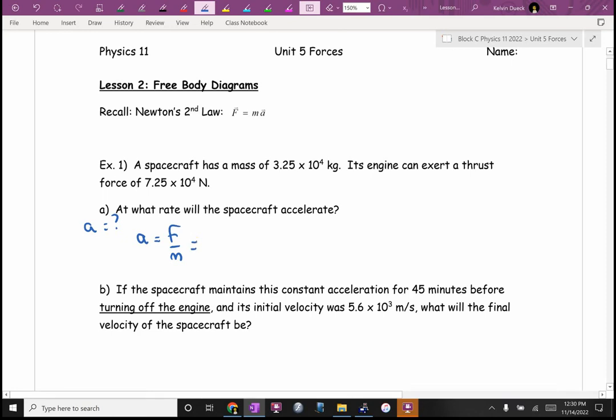What are the units for force? Newtons, after Sir Isaac Newton. So what's the force? They gave it to you. This is why I said I'm going to be a bit lazier. I'm not going to list things out. I think we're at a stage now where we can pull stuff right from the question without rewriting it. If you still feel like you want to make the list, go ahead. I'm fine with that. But I'm going to go straight to 7.25 times 10 to the 4th. What's the mass?